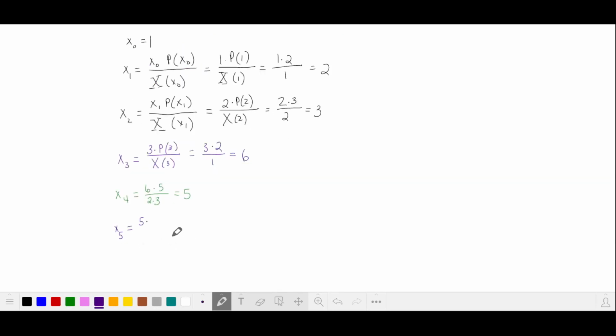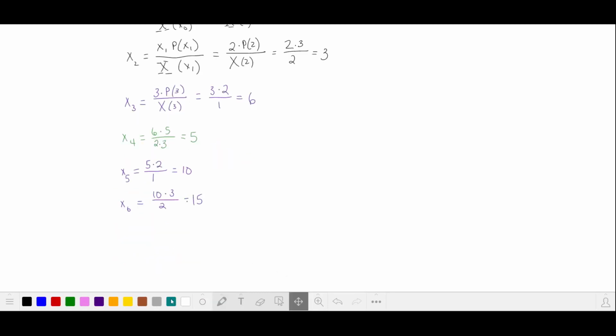Similarly for x5, 2 doesn't divide, and then since this is 2, our denominator is 1, and x5 is 10. x6 is going to be 10. 3 doesn't divide 10, and we have 2 down here, so this is 15. We'll do a few more. 15 times 2 and a 1, this is 30.